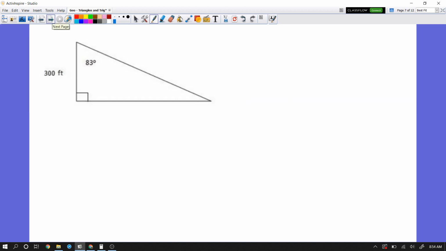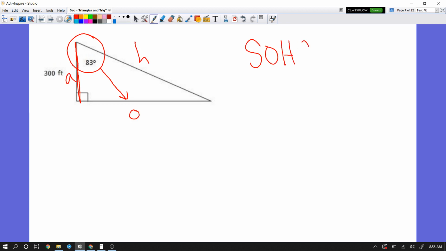So this one has the location of the degrees in the other angle. So I'm going to go ahead and circle this one. That means that this is opposite and this is adjacent. Okay, so I'm going to label that, and there's the hypotenuse. So let's go, SOHCAHTOA.